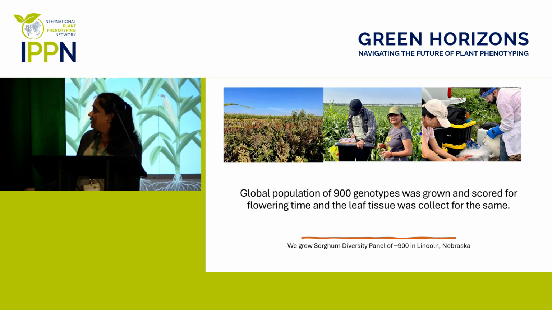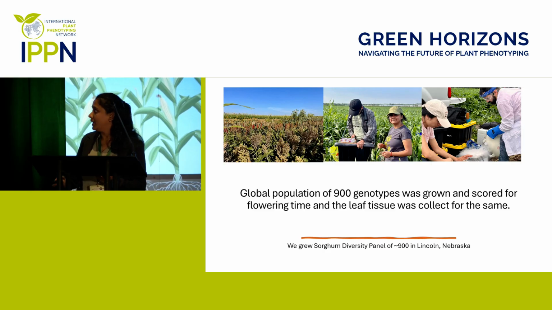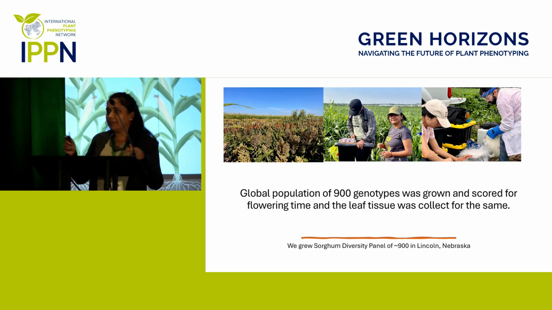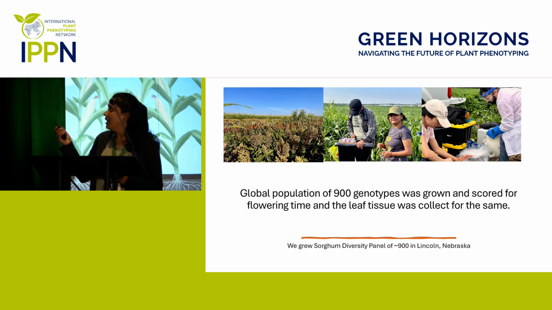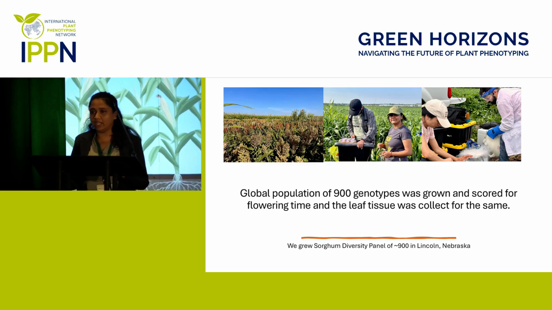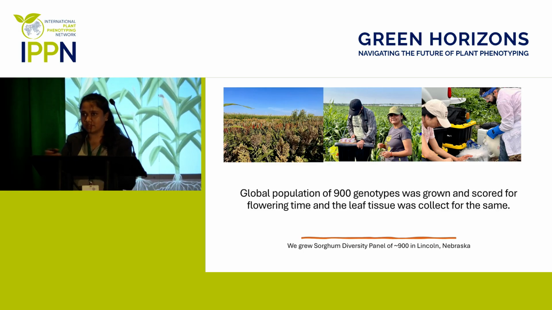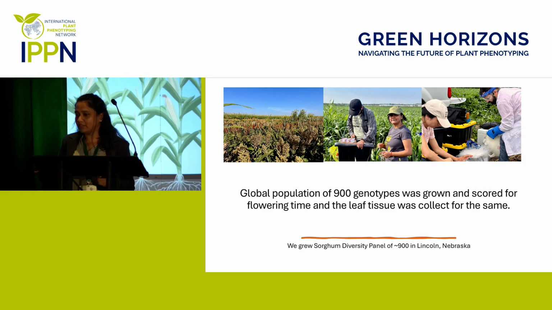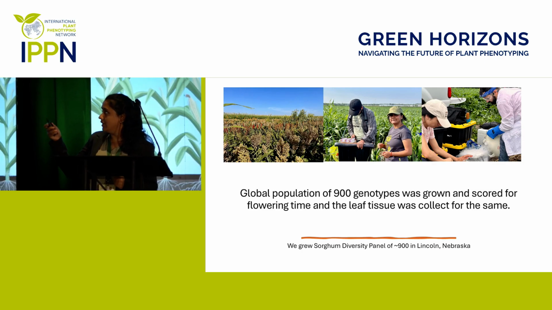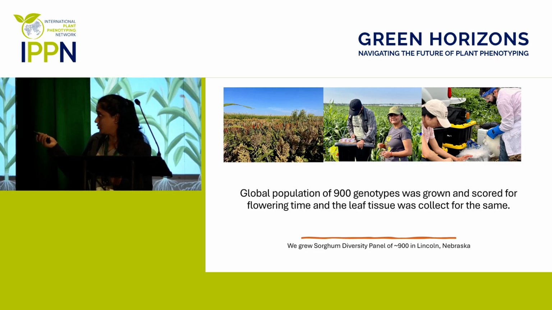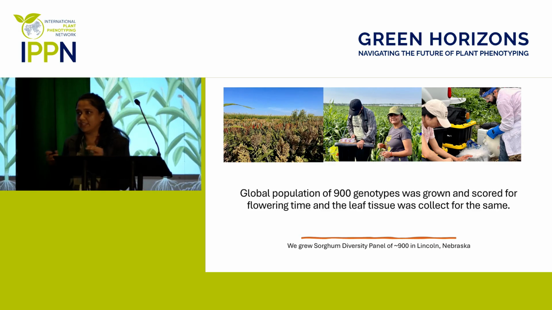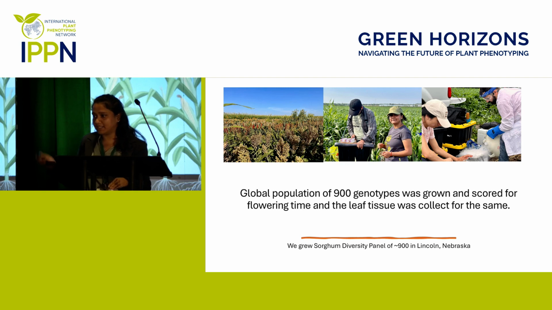So here we are taking a very big population of 900 genotypes, and for this population we collected the phenotypic data and scored flowering time. And we collected tissue data, which was collected in only 2 hours for this complete field by my lab mates. The first picture shows the diversity of sorghum that we had, and the second picture shows me collecting the tissue. 2 hours was a very small time because RNA changes with time.